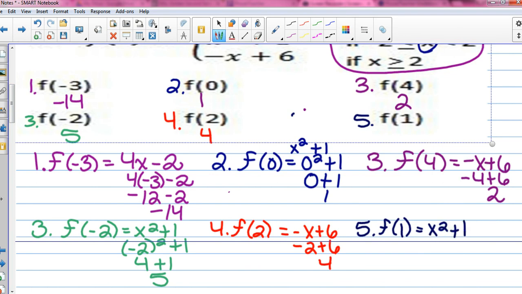And now I plug the 1 in. 1 squared is 1, and 1 plus 1 is 2. And that is all for today.